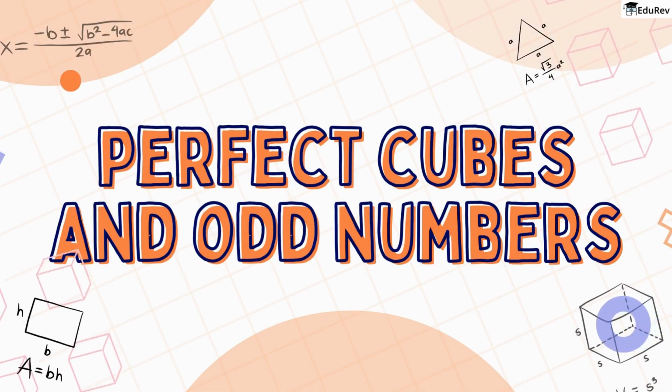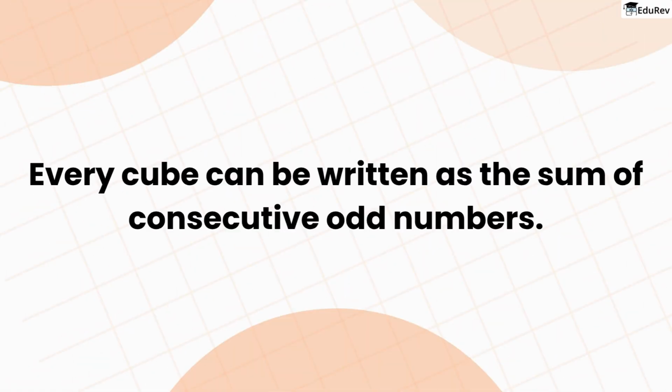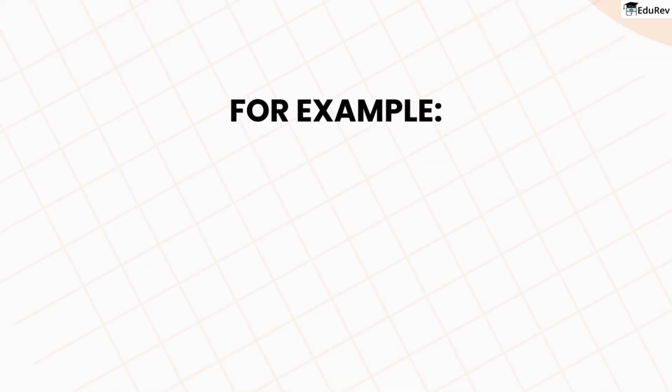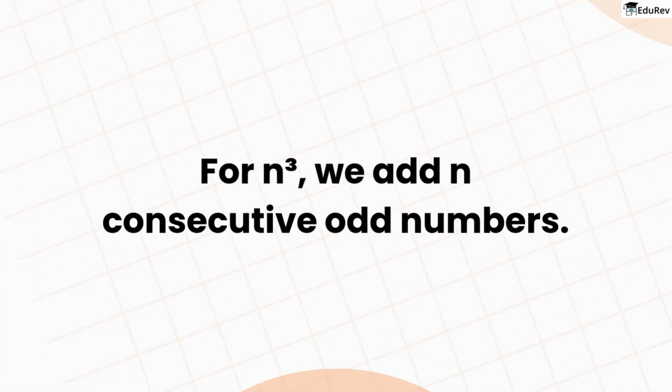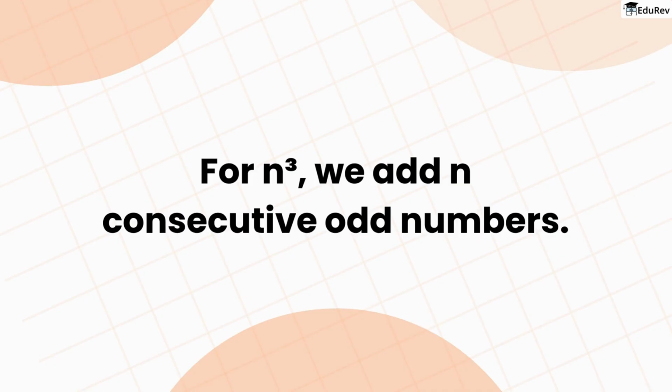Perfect cubes also have a link with odd numbers. Here's the property. Every cube can be written as the sum of consecutive odd numbers. For example, 1 equals 1 cubed, 3 plus 5 equals 8, and that's 2 cubed. 7 plus 9 plus 11 equals 27, that's 3 cubed. 13 plus 15 plus 17 plus 19 equals 64, that's 4 cubed. So in general, for n cubed, we add n consecutive odd numbers.